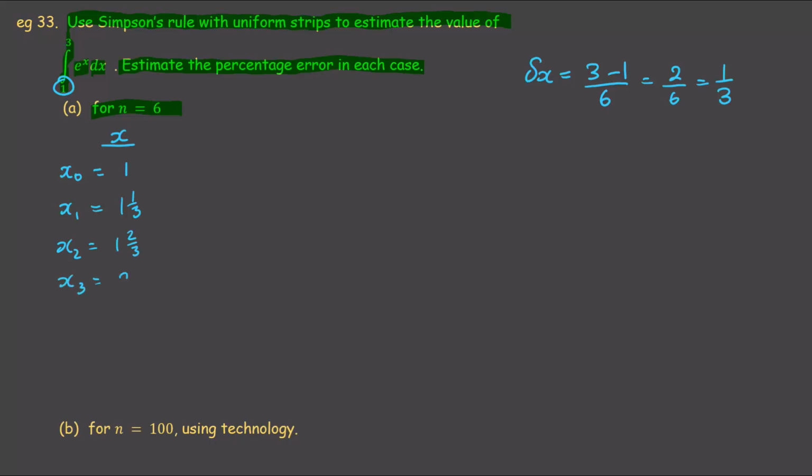x3 would be 2. x4 would be 2 1/3. x5 will be 2 2/3. And x6 would be 3, which is the upper limit. And we want the corresponding y values. And once again, I'll use the calculator to get these.